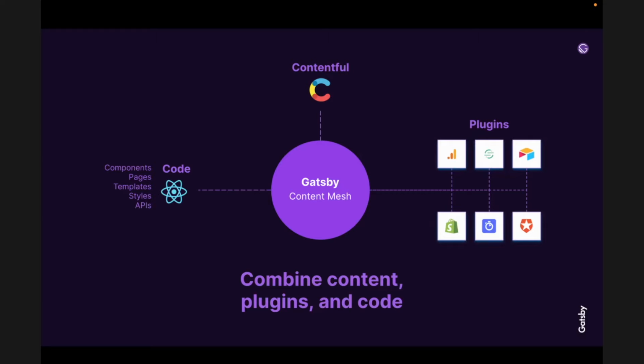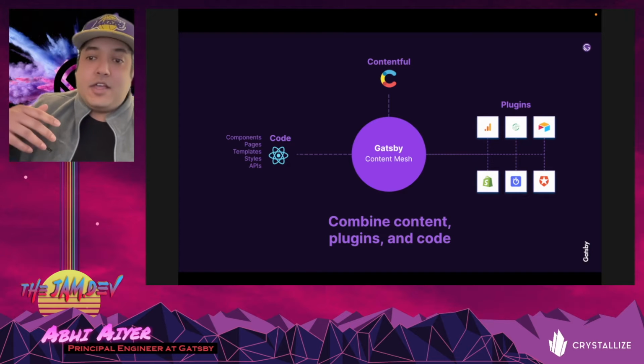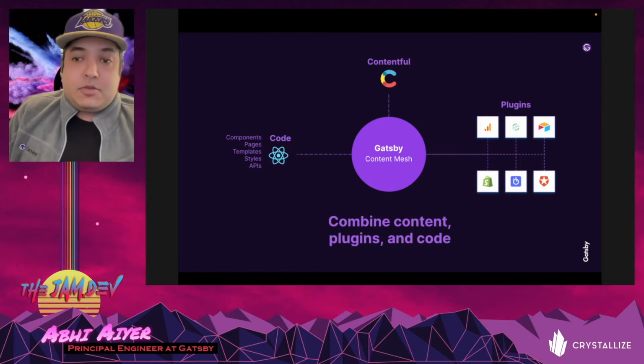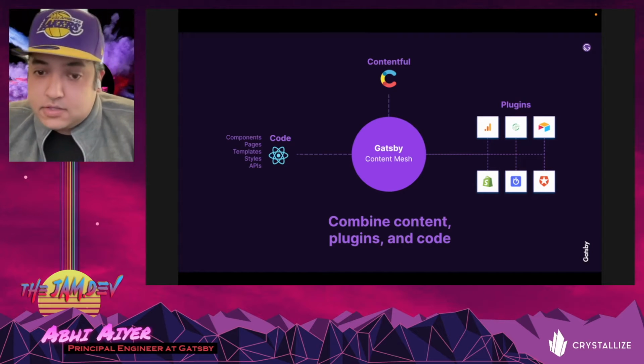Gatsby has a rich plugin ecosystem, and it helps you connect data from services like CMSs, Airtable, Shopify, and assemble it into a really unified GraphQL API. At Gatsby, we call this the content mesh. It's the central layer between the data of your application and the front-end code. Gatsby also has a build system coupled with React to essentially help you build blazing fast applications with great Lighthouse scores and good core web vitals.